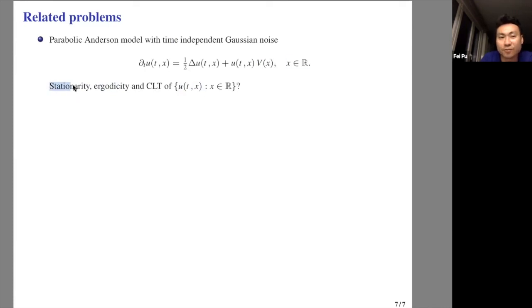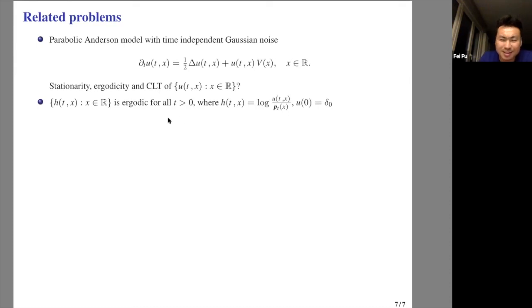I think for the stationarity, this is true because you can always use the Feynman-Kac formula to show the stationarity. But for ergodicity and CLT, I think it's different. I don't know how to do this for ergodicity and CLT for this time-independent Gaussian noise. So this is one question.